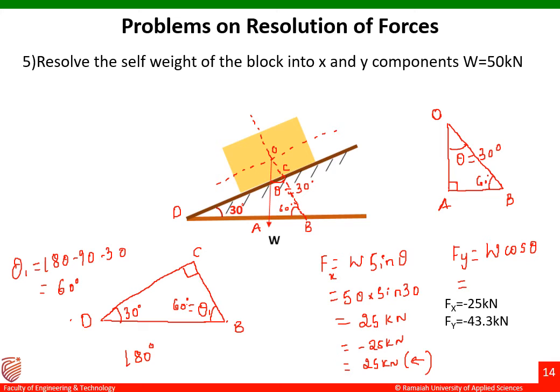Okay, so let me go for the y component. Fy equal to W cos theta. W is 50 into cos 30 degrees over there. Okay, so 50 into cos 30, you are going to get the answer as 43.30 kilonewton, or else it can also be written as minus 43.3 kilonewton, or 43.3 kilonewton. We have to mention the direction here, that is downward direction. Okay, this is how the resolution of self weight of the block is done.